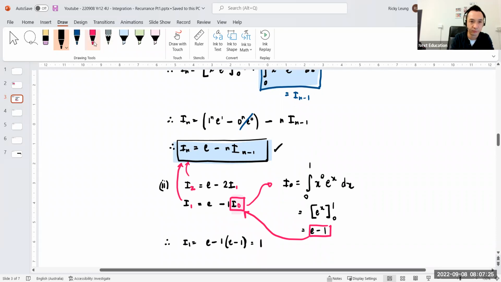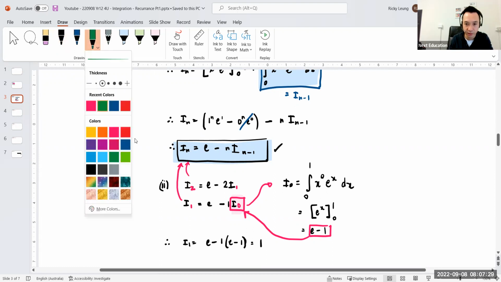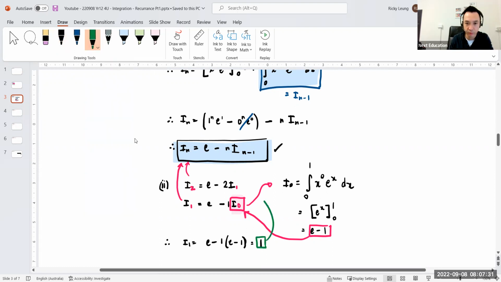And then I'll take this, sorry, I'll use a different color here. Take this and populate it here. So basically backwards populate. Therefore, I2 equals e minus 2 lot of 1, and that's my answer.